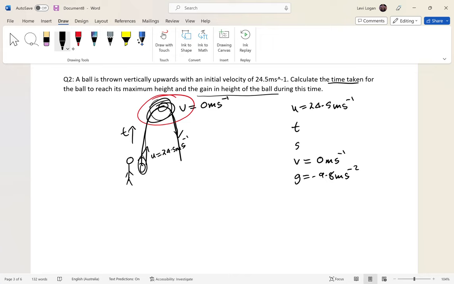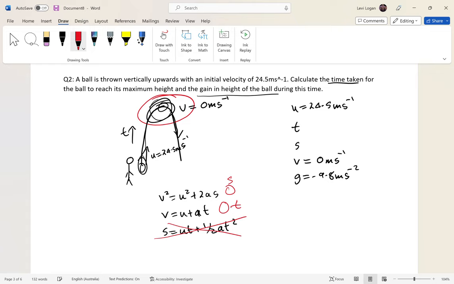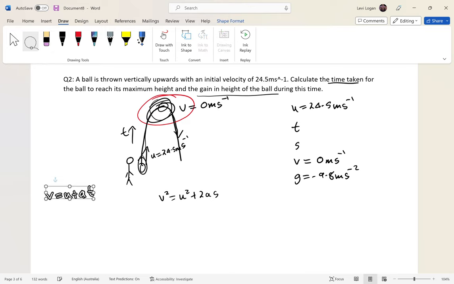Alright, now let's write our equations. So we have v squared equals u squared plus 2as. We also have v equals u plus at, and we also have s equals ut plus a half at squared. Alright, we have u, so we can use any of these equations. We have v, so we can't use this one, and we have gravity. And we're trying to find time and displacement, so we're going to have to use both of them. We're going to use this one to find s and this one to find t. So I'm just going to get rid of this bottom one for now and move this stuff around.